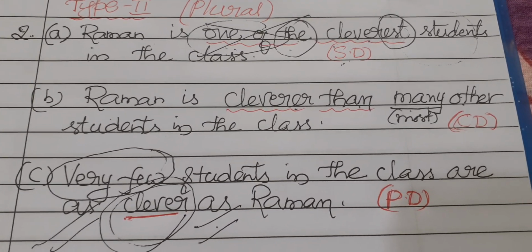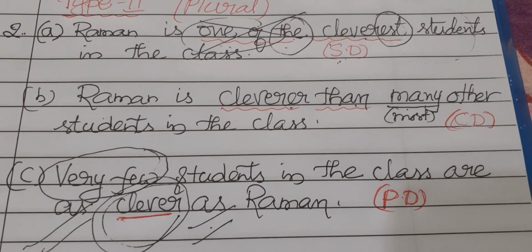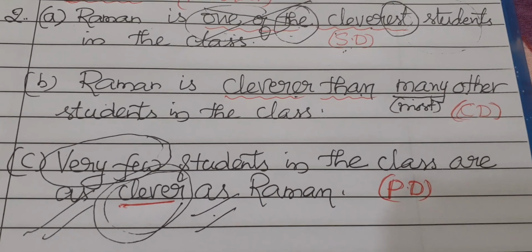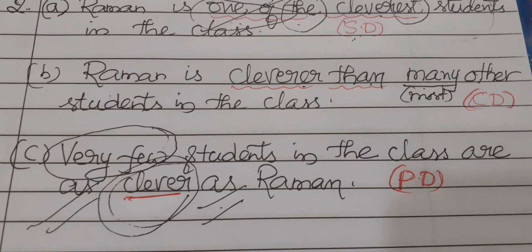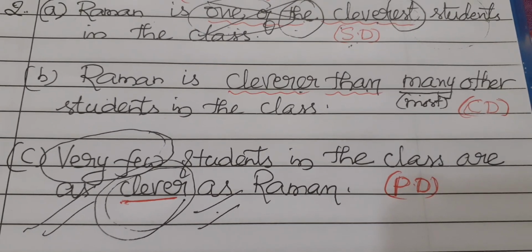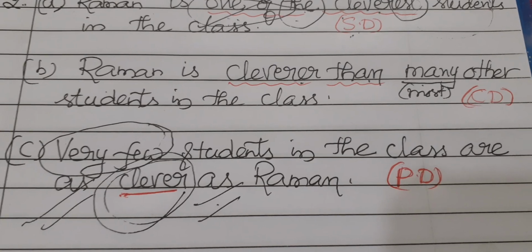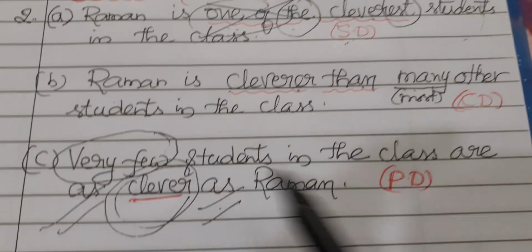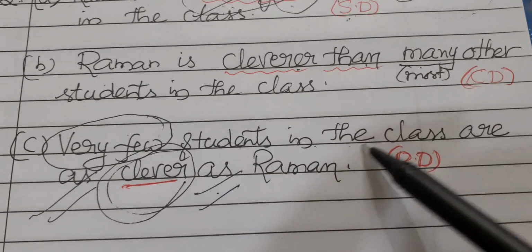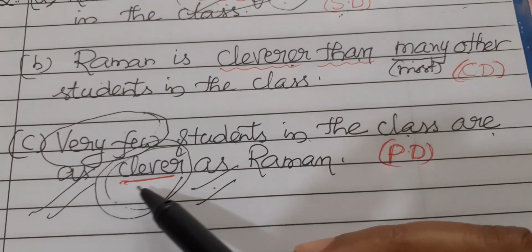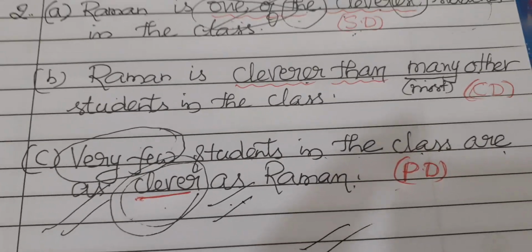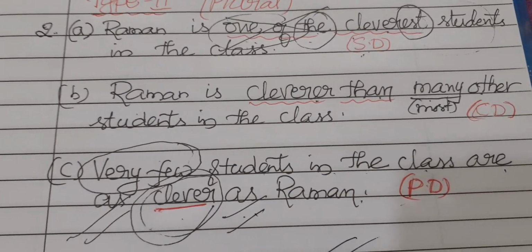CD, now you write CD. Mumbai is bigger than many other cities in India. Very few cities in India are as big as Mumbai. Very few, same, very few cities in India are as big as Mumbai. PD, finished. Okay, two types are over. Singular comparison, plural comparison. Now come to type 3.